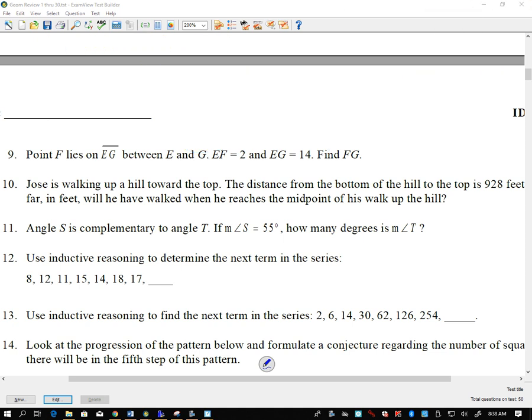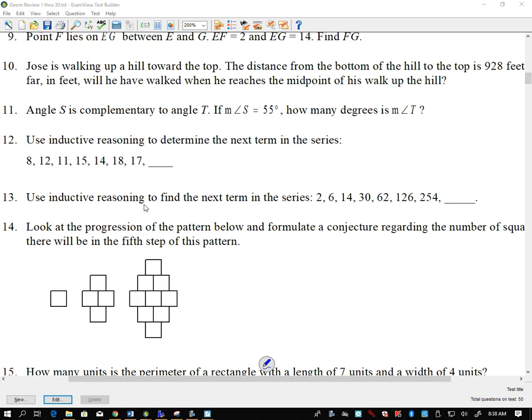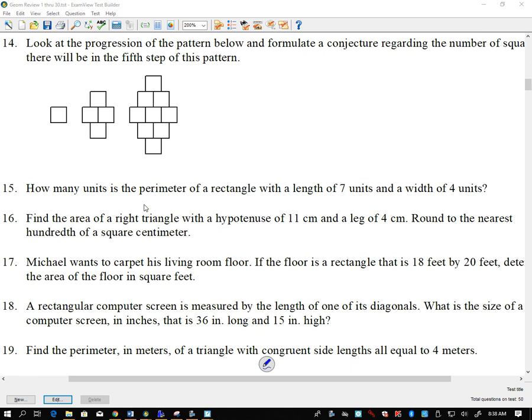Okay. All right. Let's see, number 5. Let's look at number 14. And this is actually pretty close. I actually won't even try to give you a different type of question. It says, look at the progression of the pattern below and formulate a conjecture regarding the number of squares that will be in the 5th step of this pattern. That's pretty similar to what you're looking at on the test.